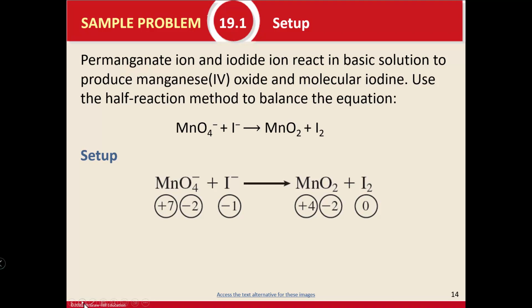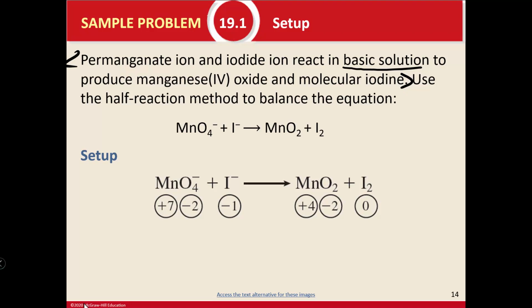So let's look at a problem here. It says permanganate ion, which you've heard of. It's the purple stuff in the lab, potassium permanganate, used as an oxidizing agent. The permanganate and the iodide ion react in a basic solution. So right off the bat, I see the word basic solution, and that tells me that I'm working with hydroxide ion to produce manganese IV oxide and molecular iodine. So what they just spoke here, you should be able to write that as an equation like so.